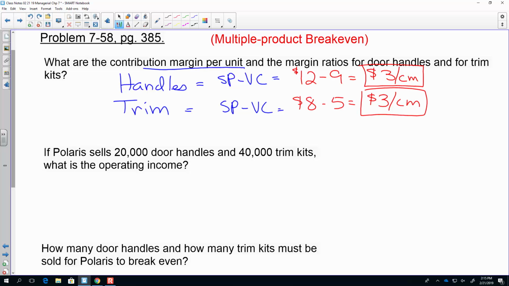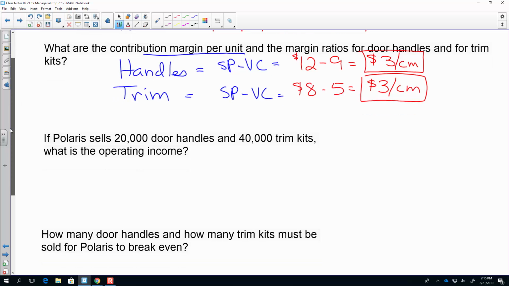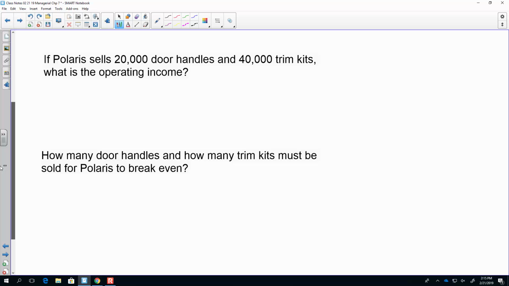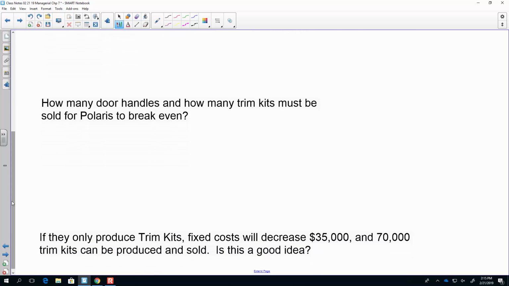It says at this point, if Polaris sells 20,000 handles, 40,000 trim kits, what is the operating income? Let's hold off on that answer. How many door handles and trim kits? Let's do this question first. How many door handles and trim kits must be sold for them to break even? So this is question number 3, not 2.